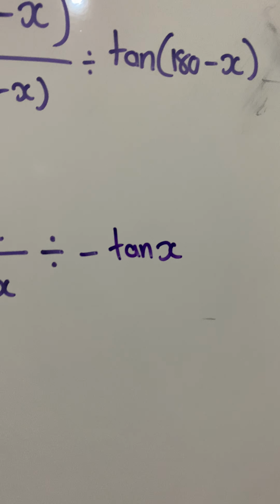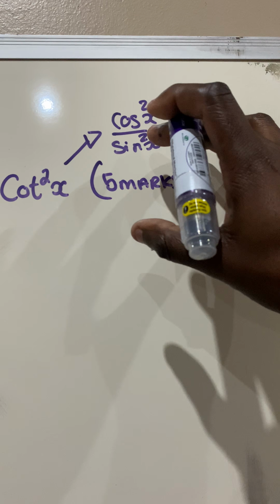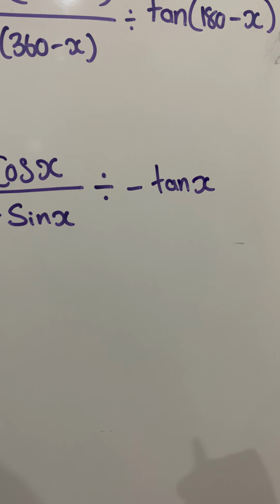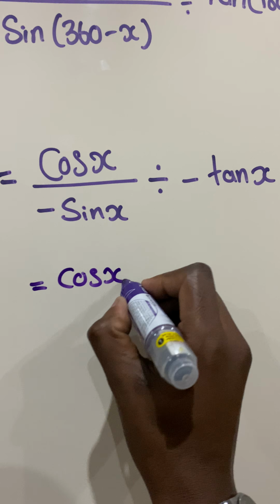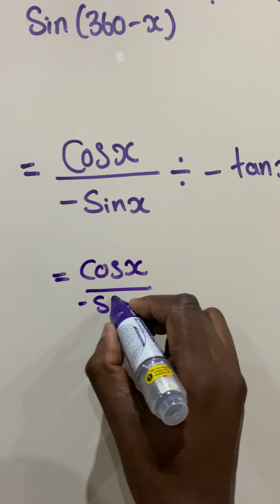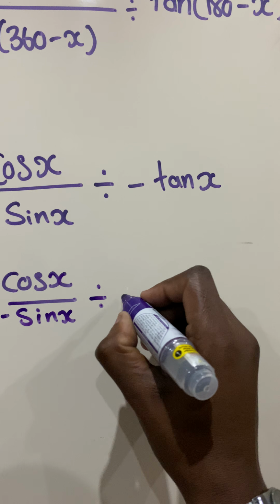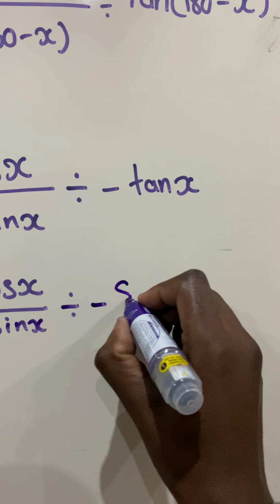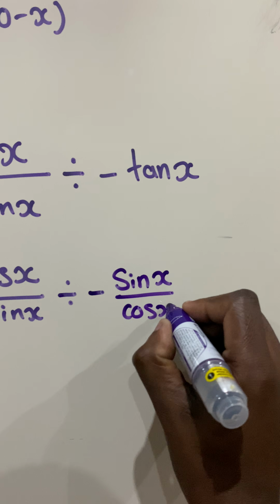tan x. Now, remember what we want. We want to end up with something like cos squared over sin squared. So we're going to change the tan to sin over cos. So we're going to have this. We're going to have cos x, which is this here, all over negative sin x divided by this, we know, but we still have that negative. This we know is sin over cos. So that's going to be sin x over cos x.